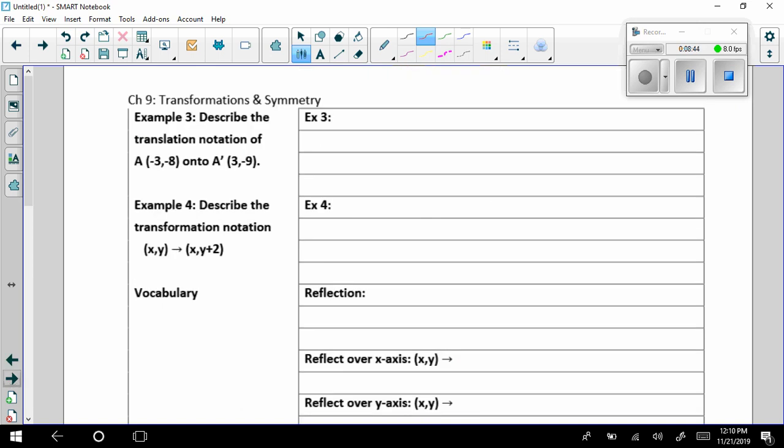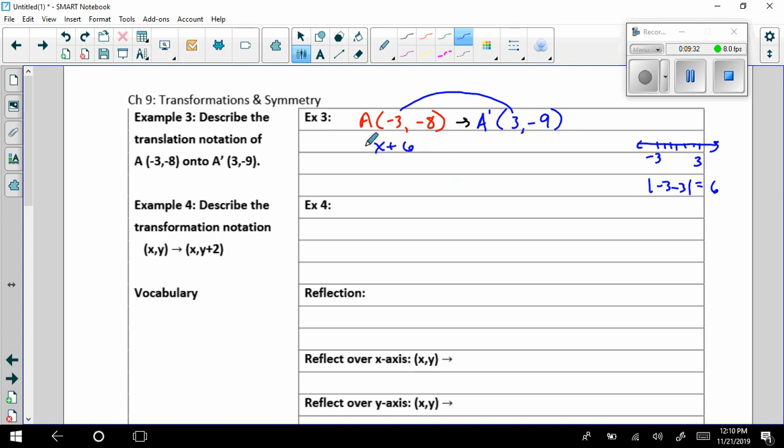You can work the other way as well. So if I know that A is at (-3, -8), and A prime is at (3, -9), how did I move from here to here? Okay, so you look at the distance between -3 and 3 on a number line. You think about your x-axis and your number line. We're at -3. How far did we go to get to 3? So you can take -3 minus 3, if you don't just know how to do that in your head, and then take the absolute value of that, and that gives you 6. And so the transformation will be x plus 6 for the x value.